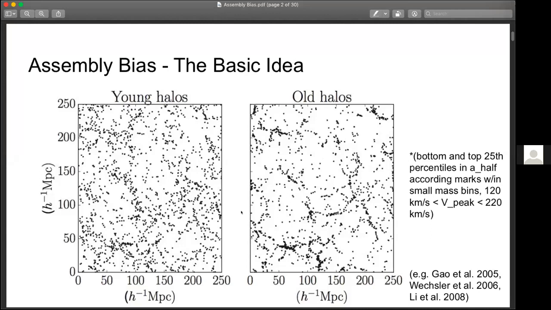What you can see by eye is that there's a very strong difference in the clustering between these two populations. You can see there's this little structure made out of filaments that looks like a stick figure here, and there's a lot more tight clustering for the old halos than for the young halos. This difference in clustering based on age is known as assembly bias. And the reason that we care about it so much is because almost any halo property that you could possibly care about is correlated with halo age.